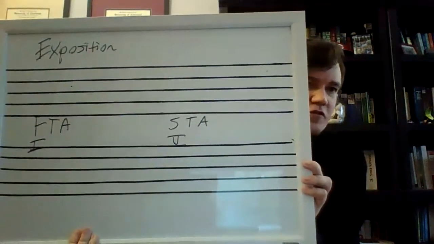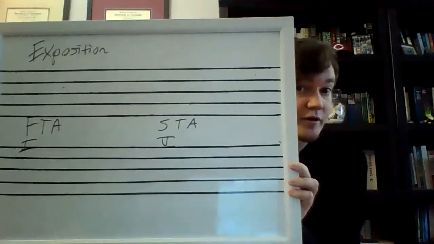So we're going to label this exposition. We have our first tonal area and our second tonal area. We'll label these 1 and 5 just for ease here. Pretty simple. But composers will often have components of this that are kind of in between. The main thing would be a transition between the first tonal area and the second tonal area.